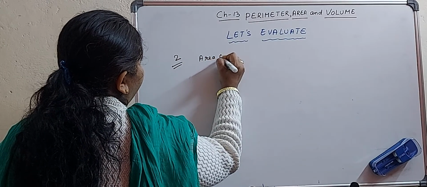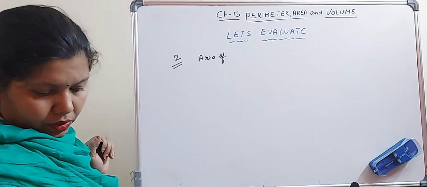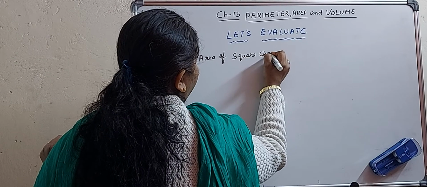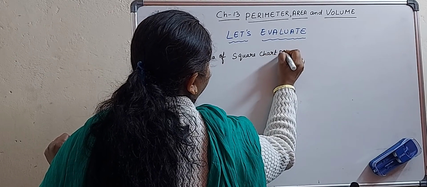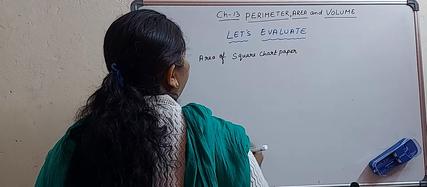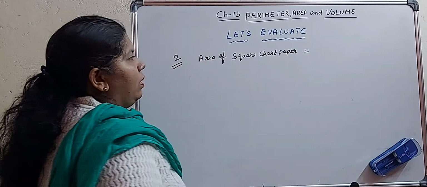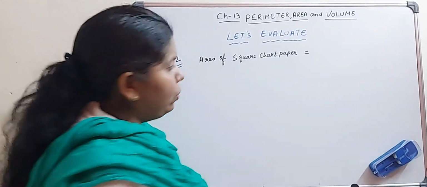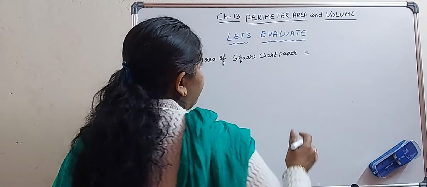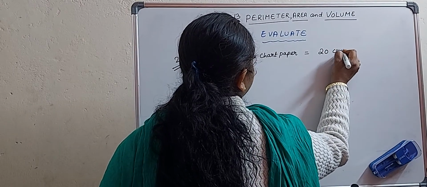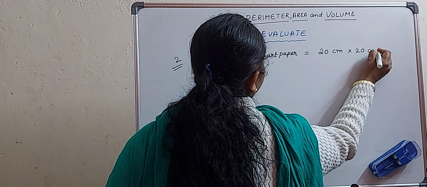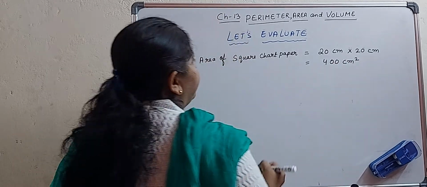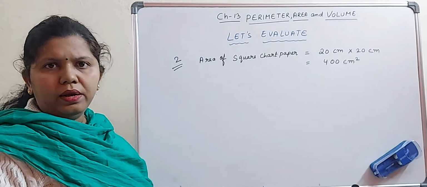So area of square chart paper. Area of square chart paper equal to, what is the area of a square? That is side into side, we know. So it will be 20 centimeter, which is the side of the square chart paper. So you will write here 20 centimeter into 20 centimeter. That is equal to 400 centimeter square. This is the area of the square chart paper.